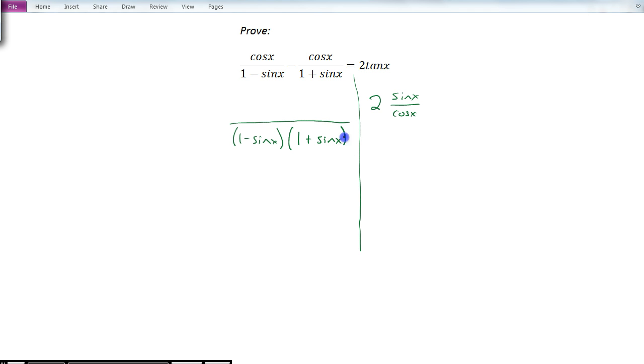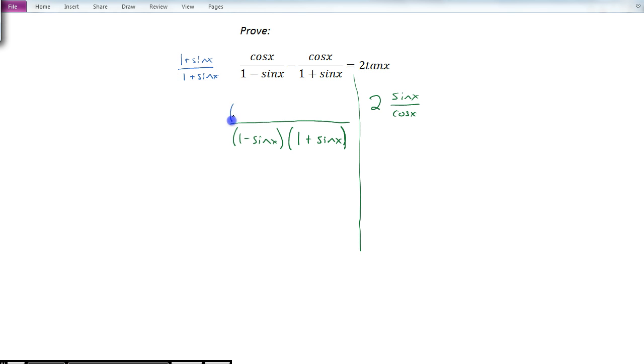If you need to review how to work with rational expressions, I made a video on that. You can check that one out. But to get the denominator of this, for this term here, I need to multiply by 1 plus sine x over 1 plus sine x. So that's what I'm going to do to this one.